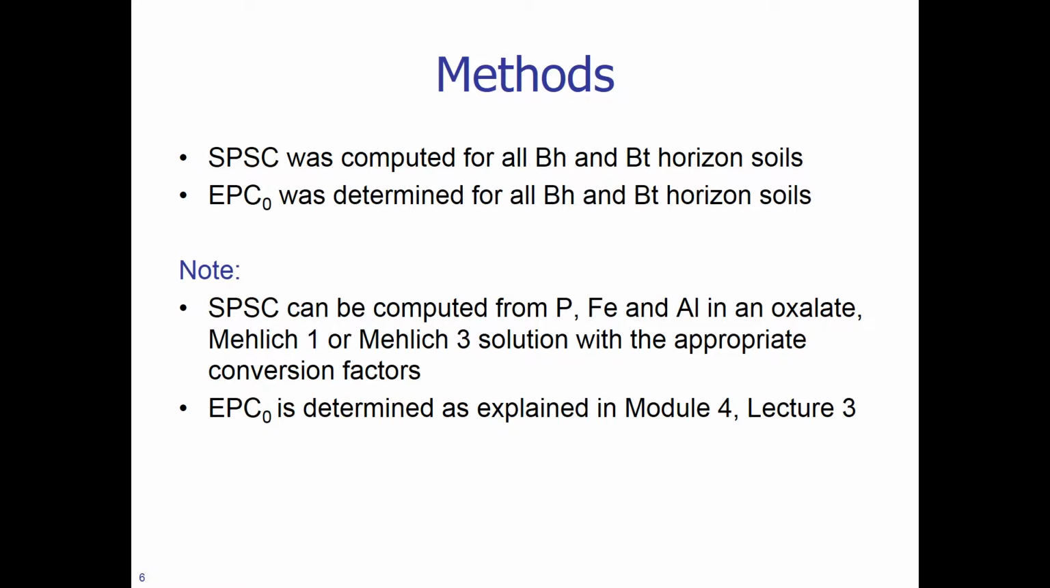Methods: SPSC was computed for all Bh and Bt horizons, and EPC0 was determined for all Bh and Bt horizon soils. Just as a matter of reminder, SPSC can be computed from P, iron, and aluminum in an oxalate, Mehlich 1, or Mehlich 3 solution with the appropriate conversion factors. And EPC is determined as explained in Module 4, Lecture 3.